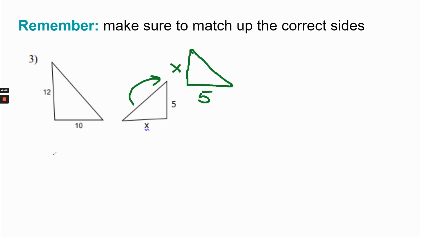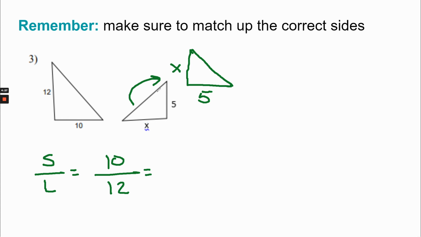We're still going to do the same thing: our short side over our long side. You can label them differently as long as the labels make sense to you. In our first triangle, our short side is 10. Our long side is 12.